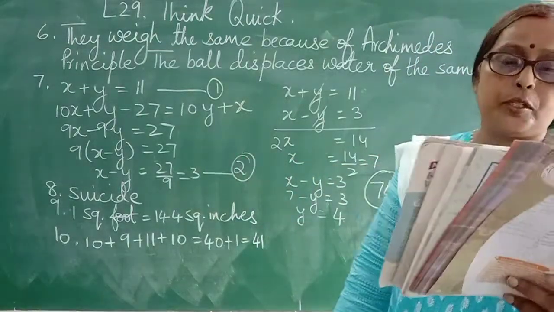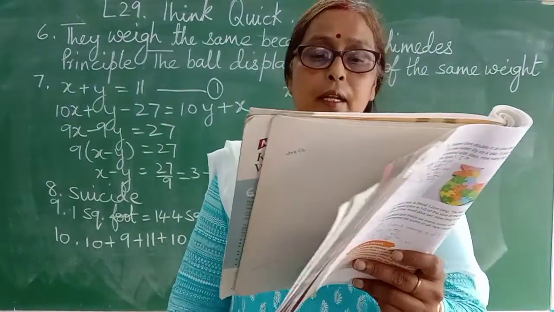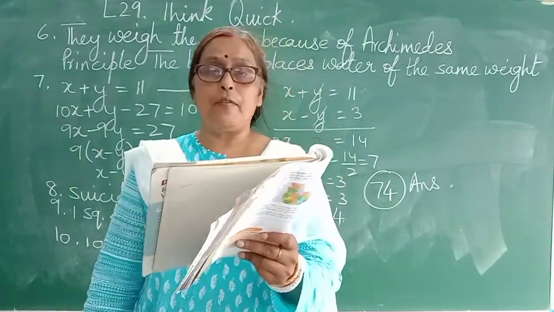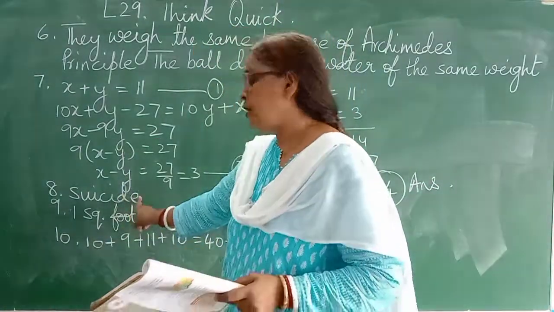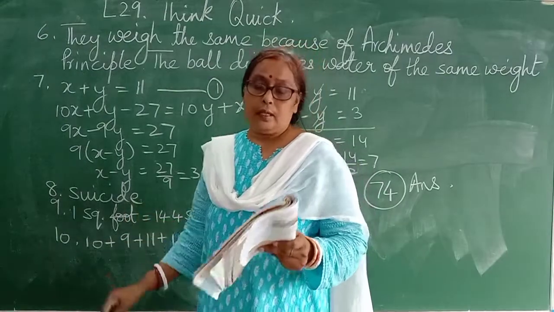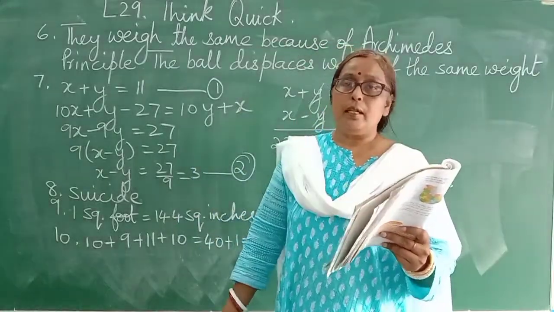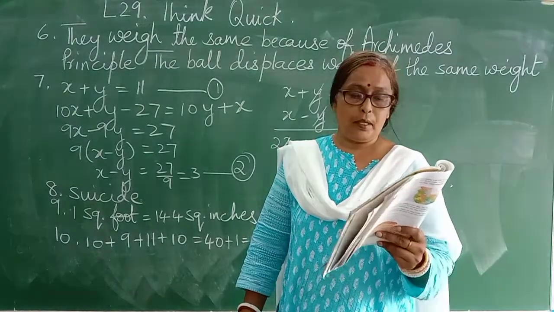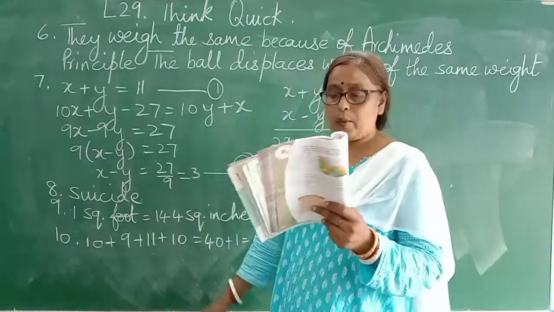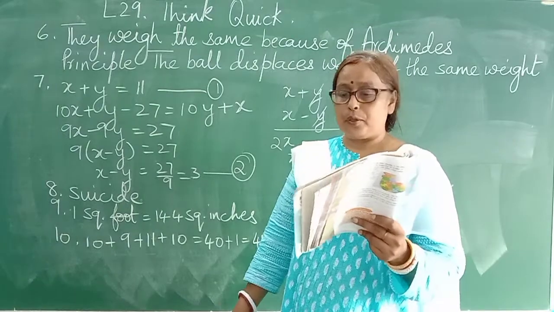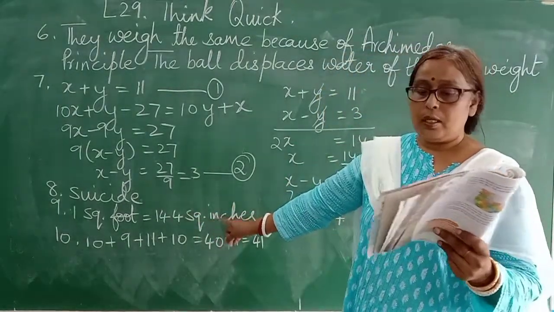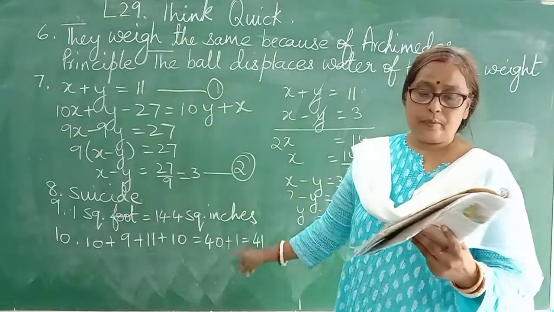Now the eighth question. A certain crime is punishable if attempted, but not punishable if committed. What is it? It is suicide. अगर कमिट कर लिया तब तो कोई पनिशमेंट नहीं मिल सकती है, लेकिन अटेम्प्ट करने में पनिशेबल है. How many square inches are there in a square foot? 1 square foot is equal to 144 square inches.